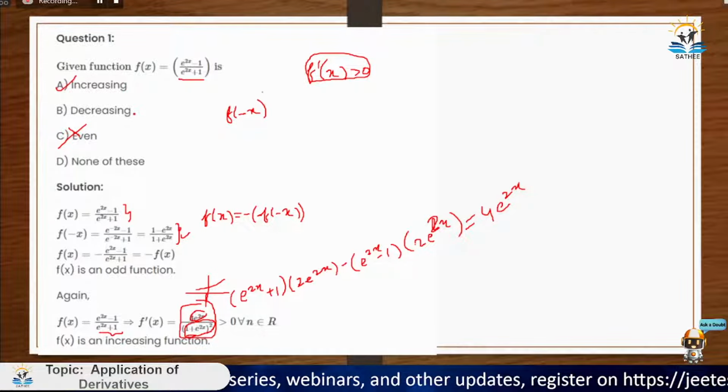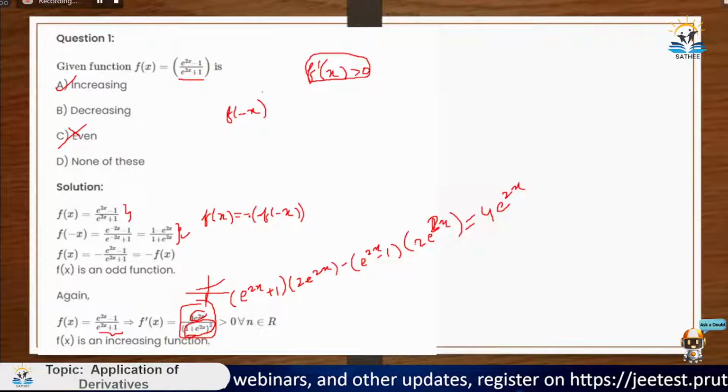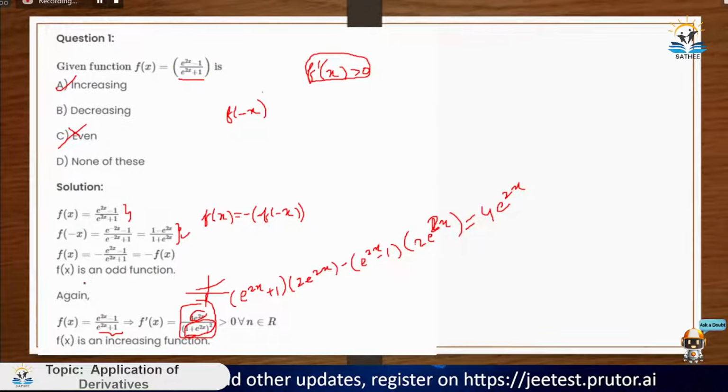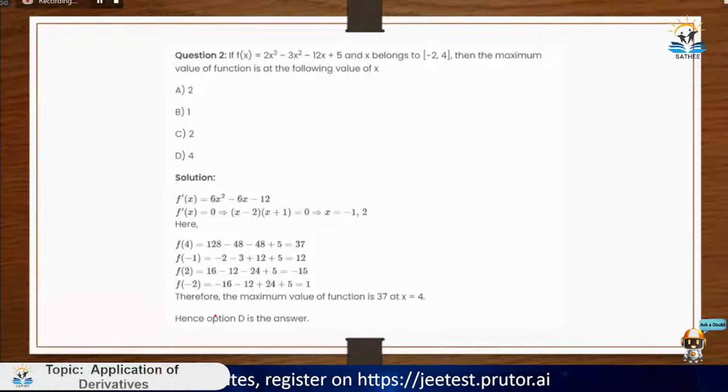Okay, a simple question. For calculating even odd, you check for minus f of minus x, and for calculating increasing decreasing, you will check f'(x). Okay, तो आगे बढ़ते हैं.